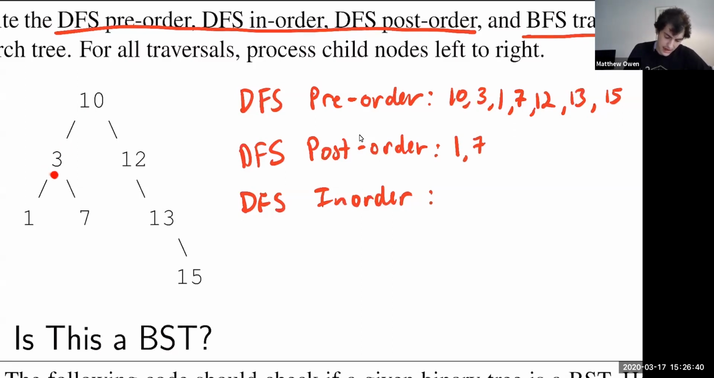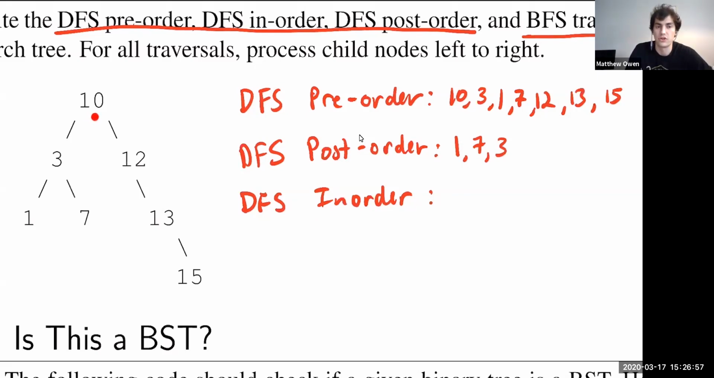We continue on. Now we go from 7 back up to 3. Is there anywhere for us to go from 3? In this case, there no longer is a place for us to go from 3 because we visited both of its children. So now we add that to our post order. Continue on, we go back up to 10.